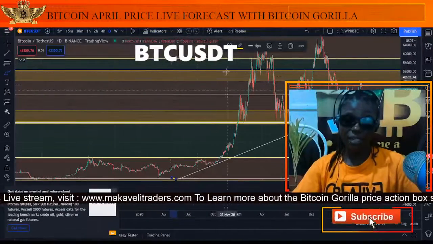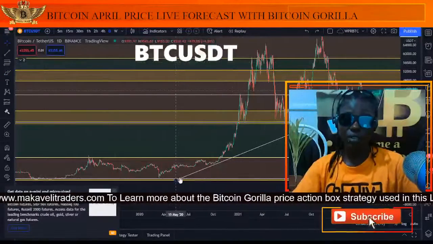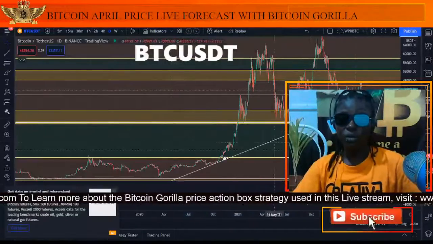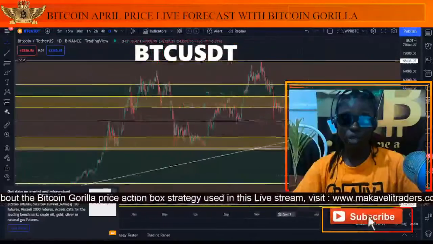Now like I said, trend lines easily break, so take note of that. Trend lines are constantly breaking. So I'm going to zoom back in so that we can see what is happening close to the trend line on the daily chart.